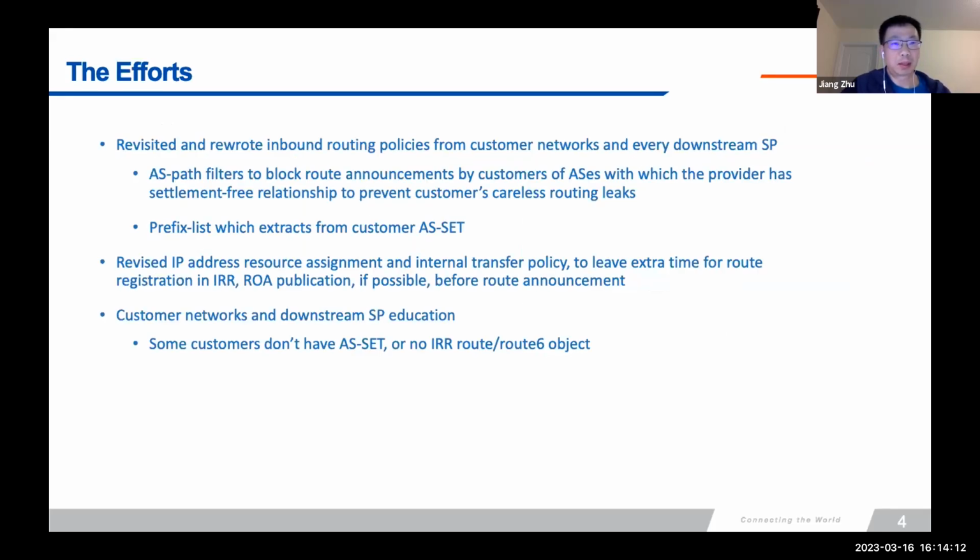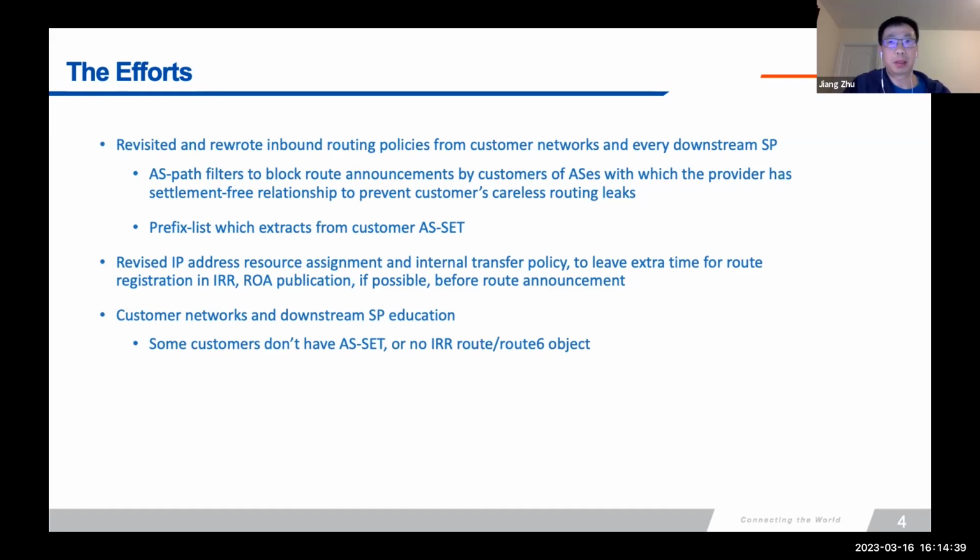On the network side, at China Telecom, we put a lot of effort into the implementation, and we do understand that filtering is the most important part. So the fundamental strategy is to strengthen the filtering. First of all, we revisited and rewrote all the inbound policy from our customer networks and every downstream SP.